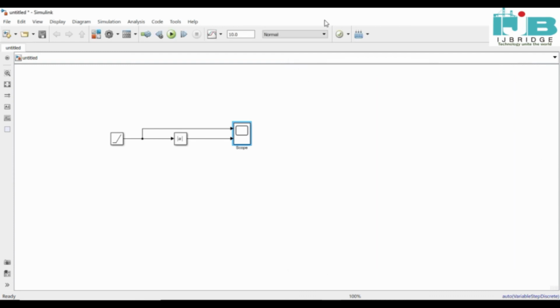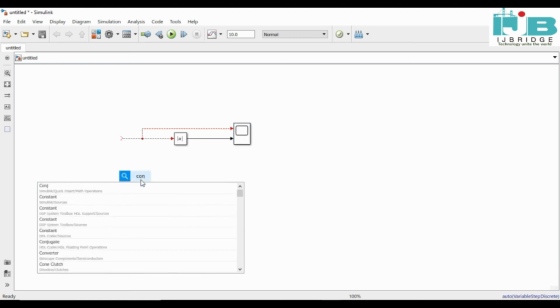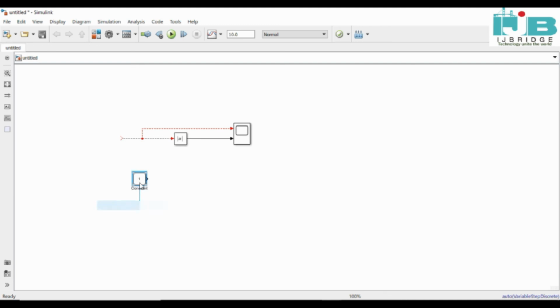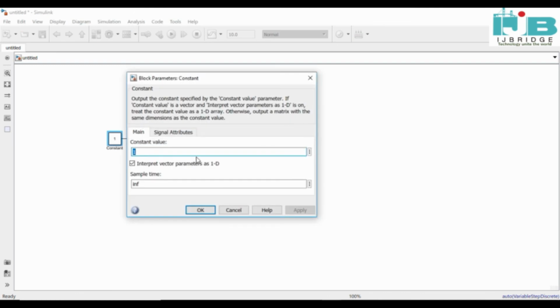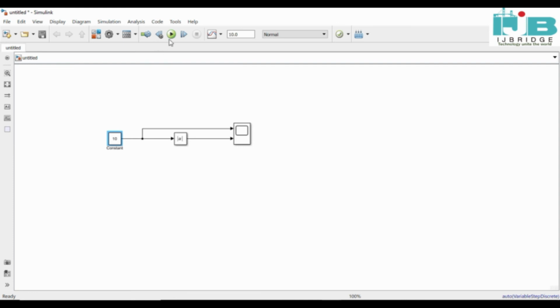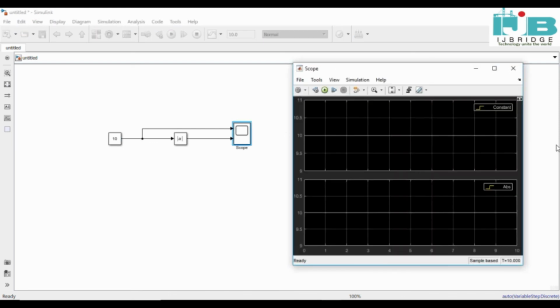Now let us apply a constant block with a positive value and a negative value and see what happens. When it's a constant block with a positive value, the input and output will be identical, because the absolute value of a positive number is a positive number. So yeah, plus 10, plus 10. Input and output both are identical.